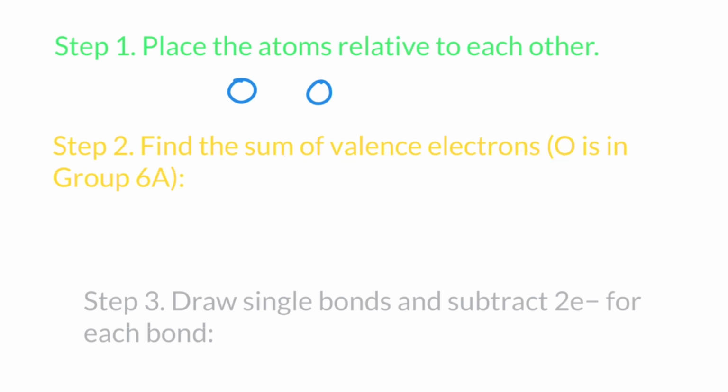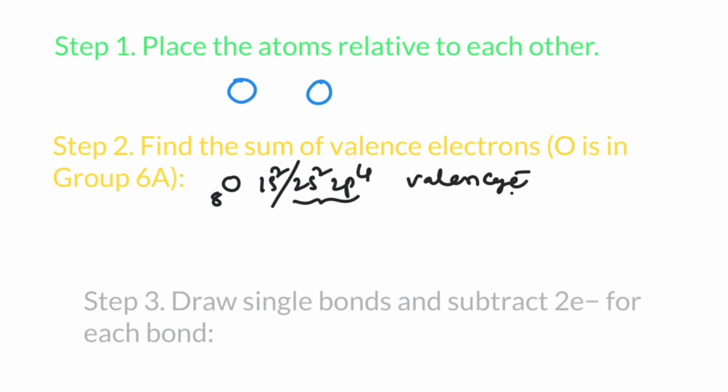Then step 2, find the sum of valence electrons. Oxygen belongs to 6th A group, therefore I am counting now. This is oxygen, atomic number 8, 1s2, 2s2, 2p4. Then these are called valence electrons. Valence electrons are 2 plus 4. These are 2, these are 4, then total 6. We have 2 oxygen atoms, therefore 2 into 6, that is 12 valence electrons. So total valence electrons is this.